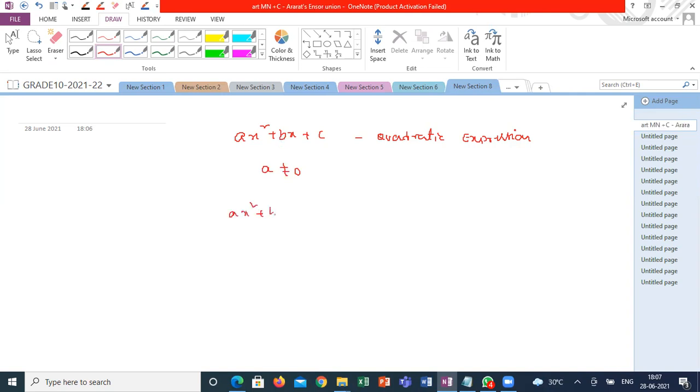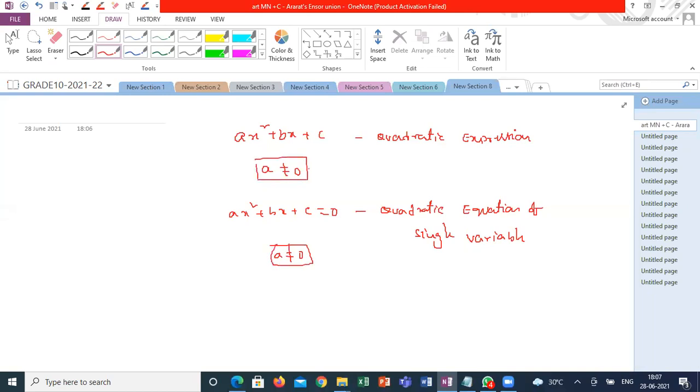Any equation in the form ax square plus bx plus c is equal to 0 is known as a quadratic equation of single variable. Here also it's a single variable where a should not be 0. This is very important for the definition of a quadratic expression or equation. If a is equal to 0, that completely violates the quadratic expression.